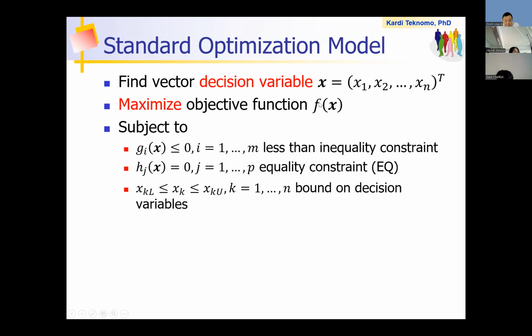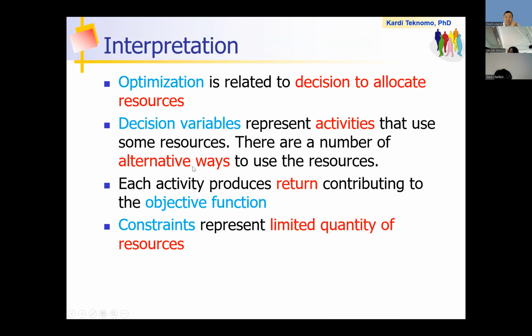Okay, so two things you need to transform, right? Number one is the minimization into maximization. Second is the larger than into less than. Okay. So let's get the interpretation first.